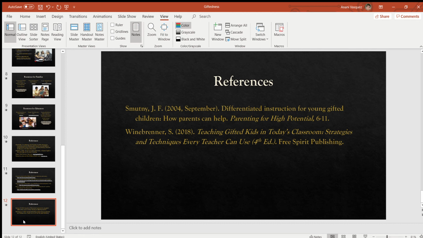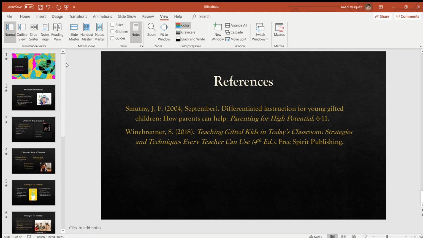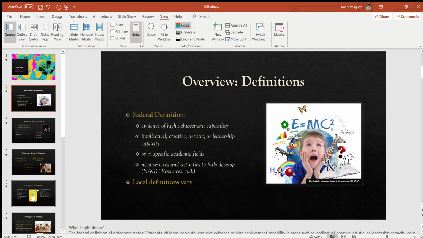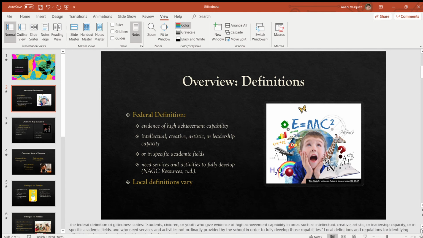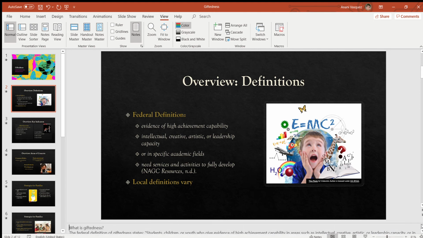After completing the slides, I typed in the notes section for each page. These notes were the script for my audio. I'm going to scroll back up to page 2, and if you look down at the bottom where my arrow is, you will see notes typed in the notes section.